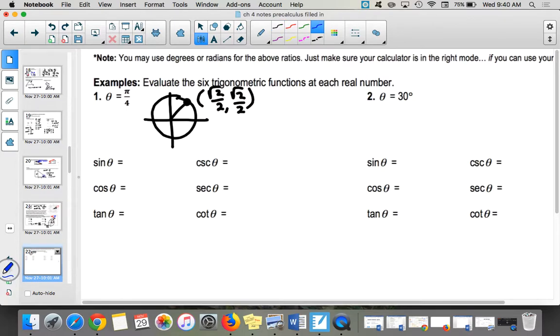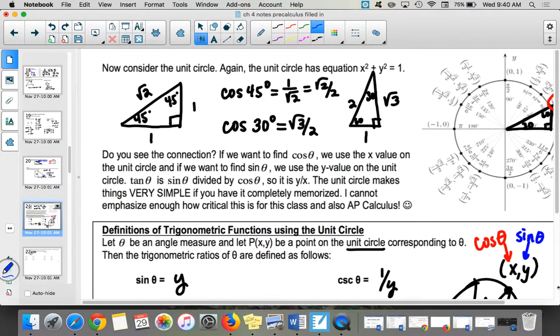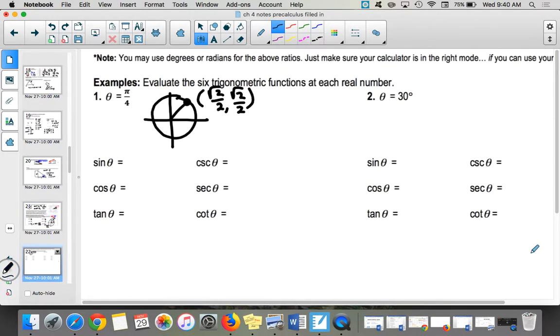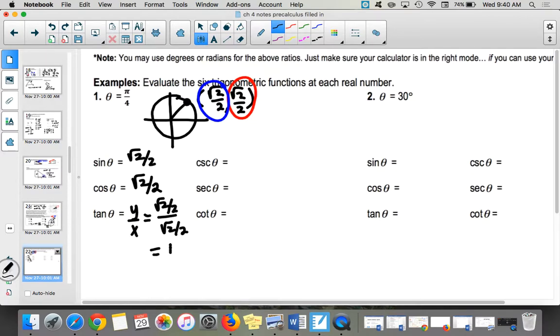So remember cosine is the x, sine is the y. So the sine of pi over 4 is going to be root 2 over 2. The cosine of pi over 4 is going to be root 2 over 2. I know they're the same number in this case. The tangent is the y divided by the x. It ends up being root 2 over 2 divided by root 2 over 2. What do we get? 1.